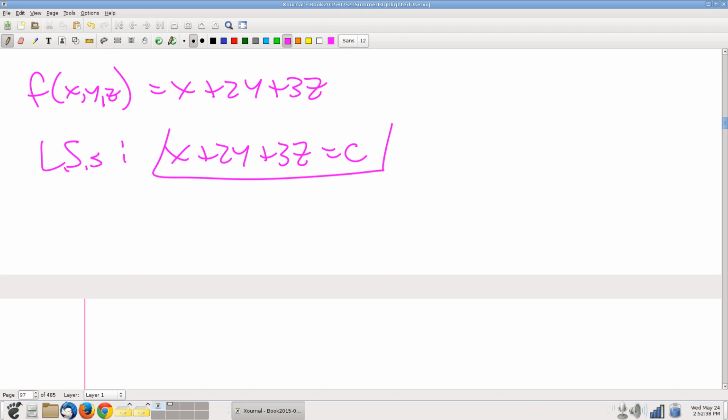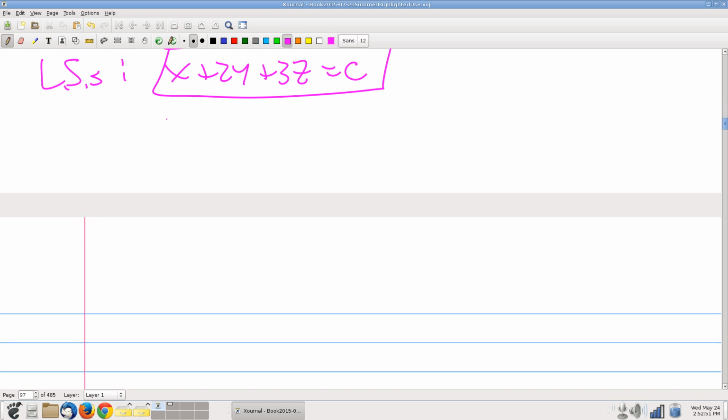Notice that these are all equations of planes. When I set c to different numbers, I don't know in what way I should vary it. That's the tricky bit. Let's draw one of these planes.